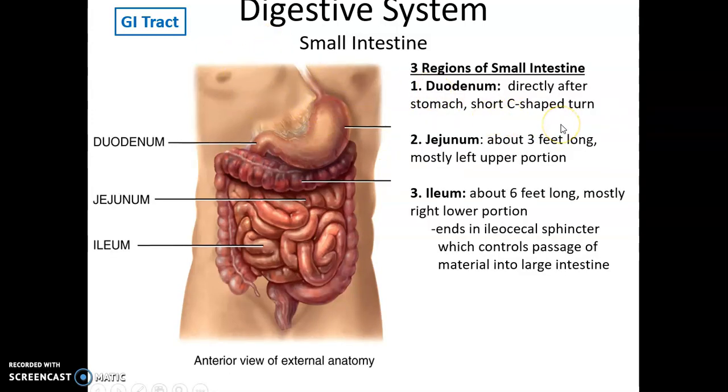The small intestine can be broken up into three chunks or regions. There's the short duodenum. It's basically a C-shaped curve that's directly after the stomach. Then we have the jejunum, which is about 3 feet long, located primarily in the upper left quadrant. And then the ileum being the longest portion at about 6 feet long, and it's mostly in the lower right quadrant. And at the very end of the ileum is the ileocecal sphincter, which controls the passage of materials from the ileum into the large intestine.